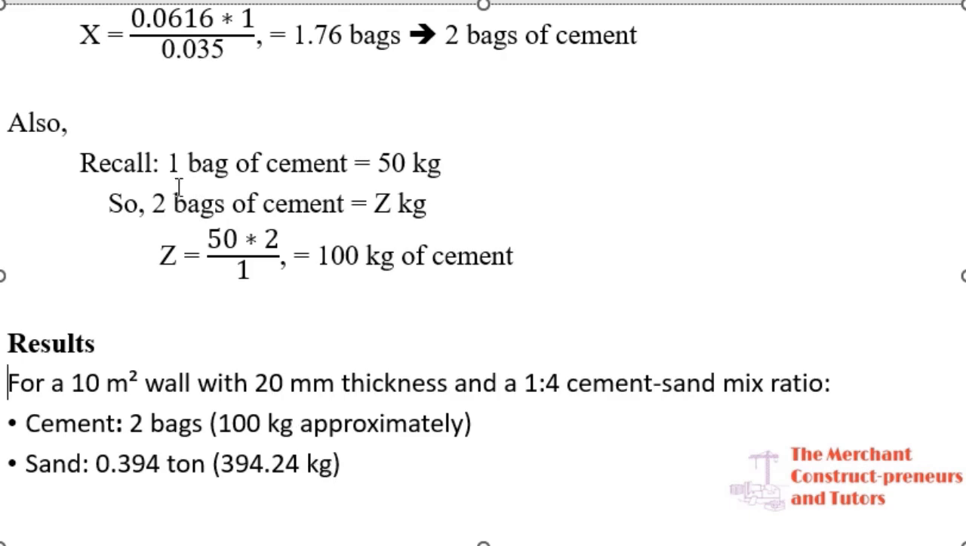So you can just go through this for any surface area you want to do. Just provide your thickness, assume your thickness, and then your mix ratio, and you are good to go. You're able to estimate what you need for plastering.